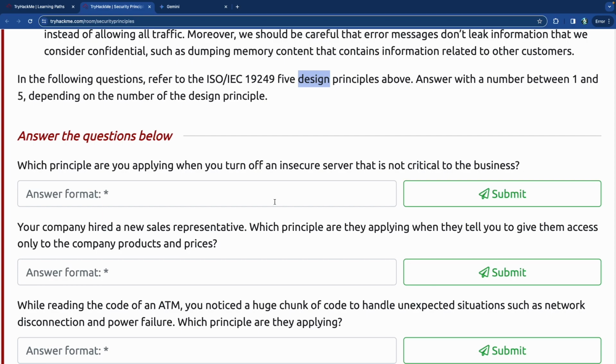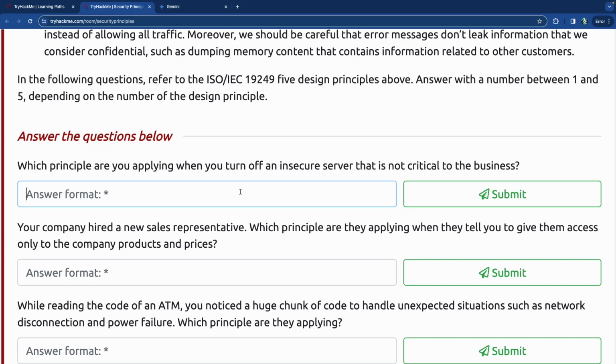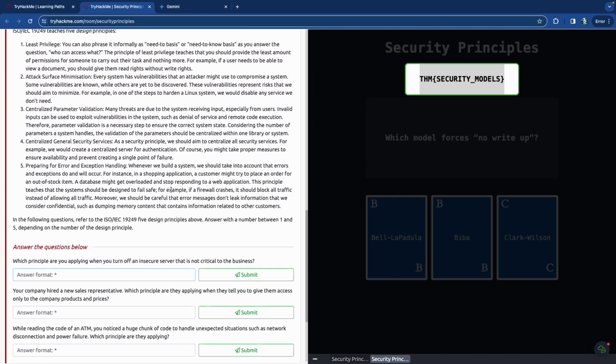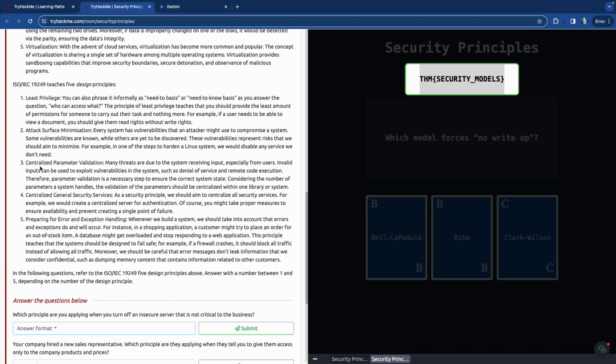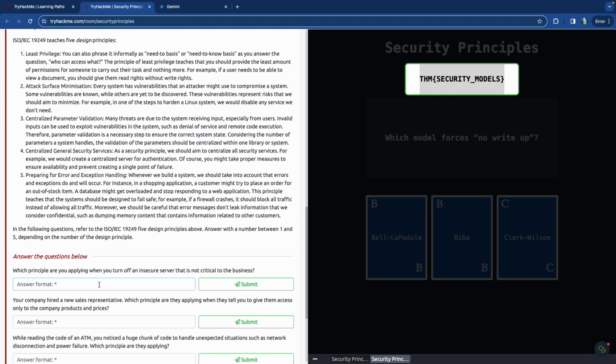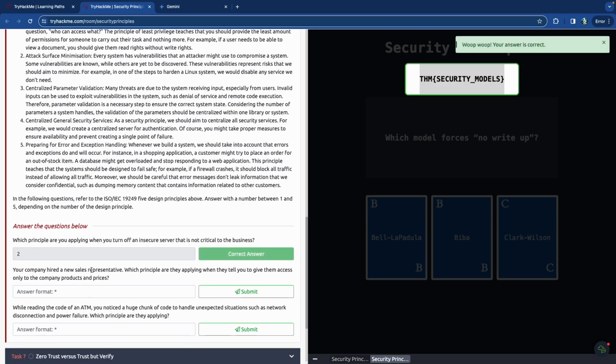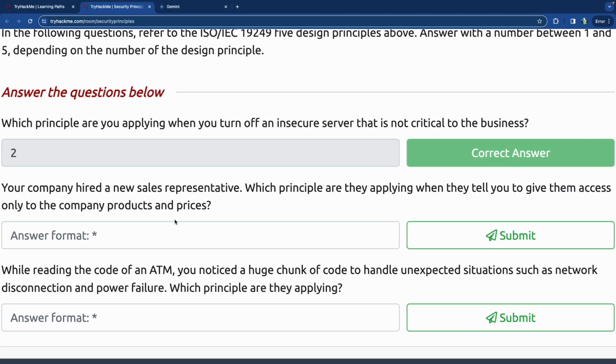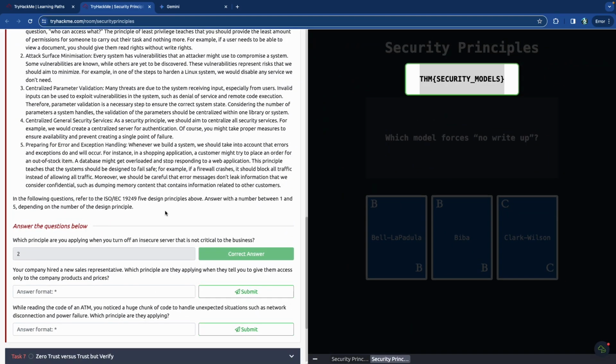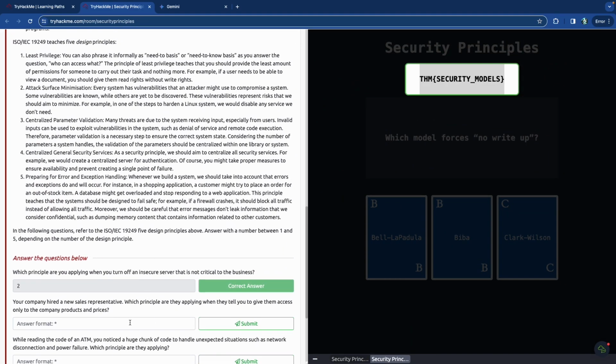So which principle are you applying when you turn off an insecure server that is not critical to the business? And we call this, what is it? Attack surface minimization. So that would be number 2. Your company hires a new sales representative. Which principle are they applying when they tell you to give them access only to the company products? And that would be the first one, which is least privilege.